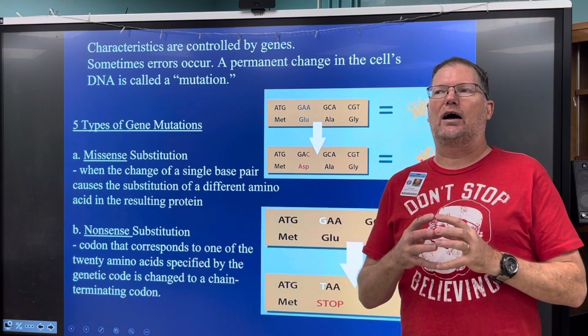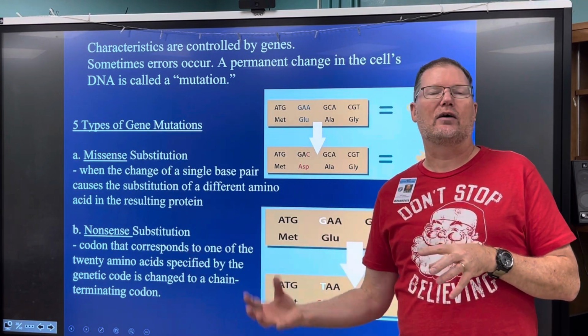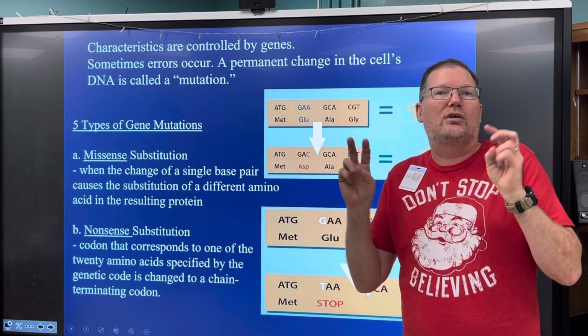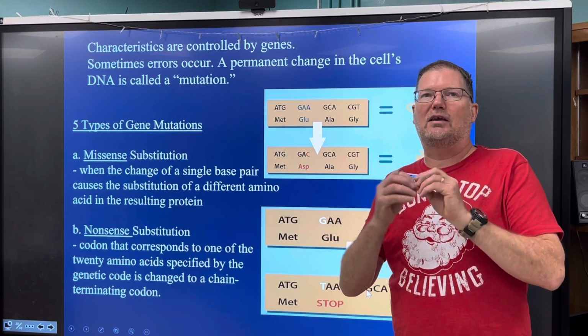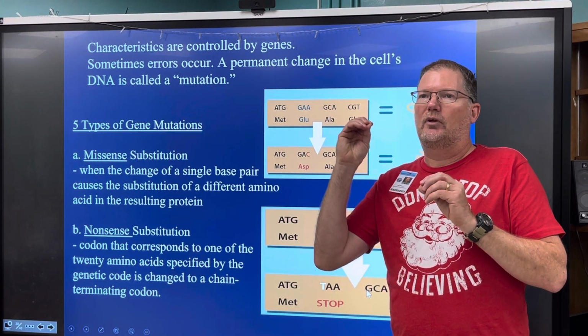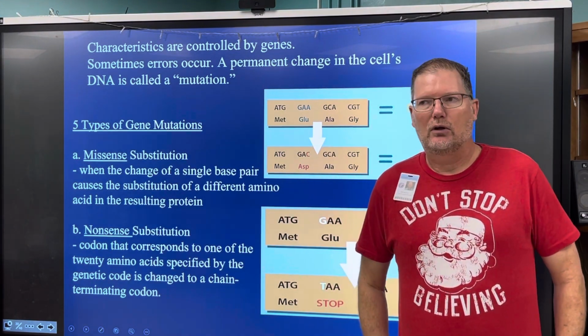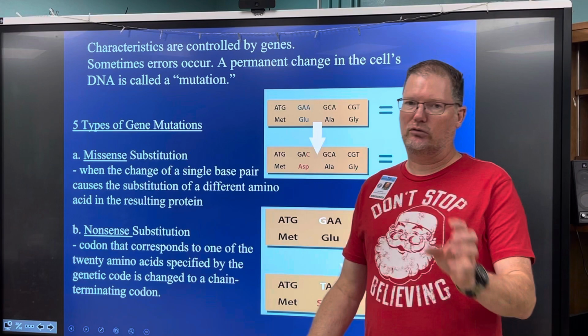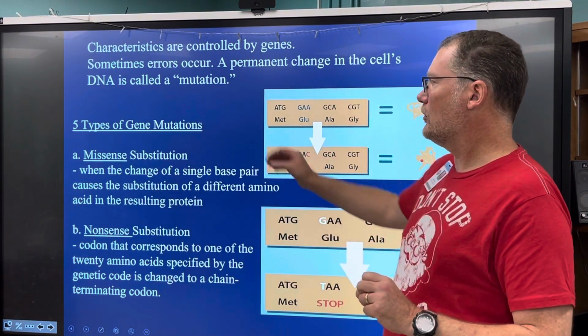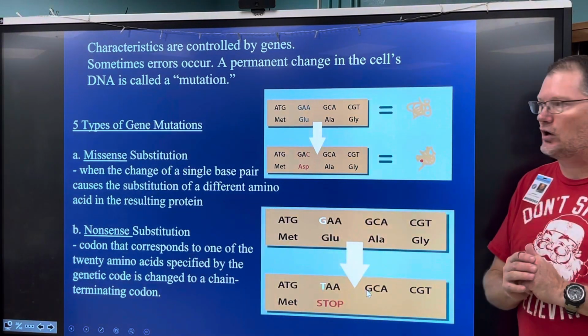Some mutations allow an offspring to survive. Like some of us might be carrying a mutation in our genes that makes us immune to the COVID virus. That's a good mutation, okay? So don't just think mutation's bad. So there are 5 different kinds of gene mutations. We're going to talk about each one of them.